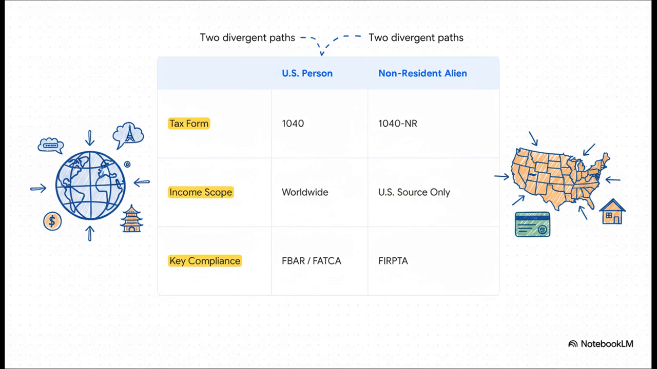If you're a U.S. person, you file a Form 1040, and, this is the big one, you're taxed on your worldwide income. That means everything you earn anywhere on the planet. A non-resident alien, on the other hand, files a 1040-NR and is only taxed on their U.S. source income. And as you can see, their key compliance issues are just worlds apart.